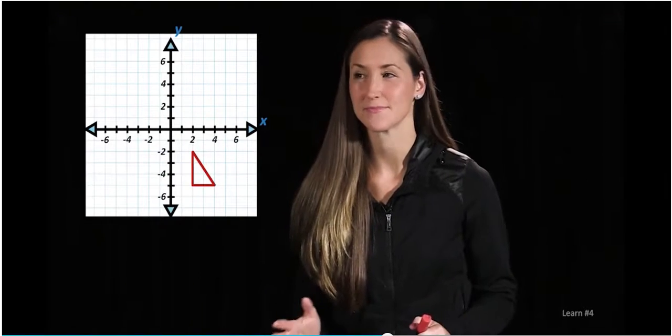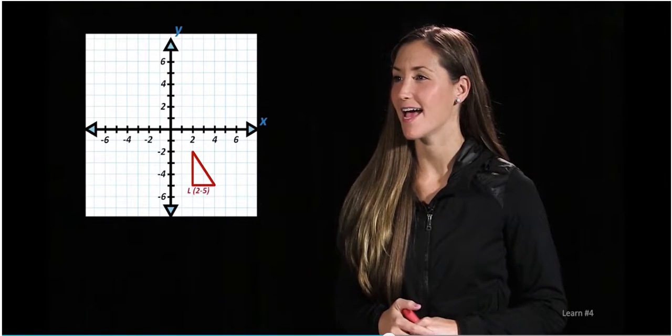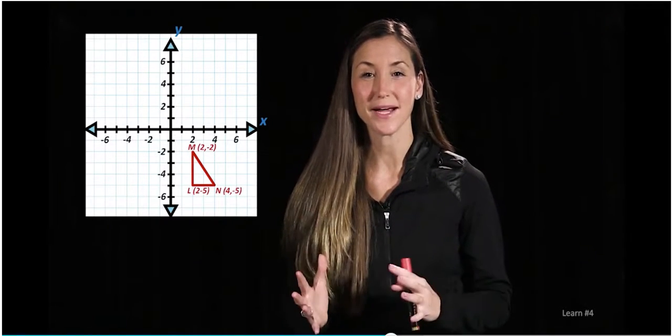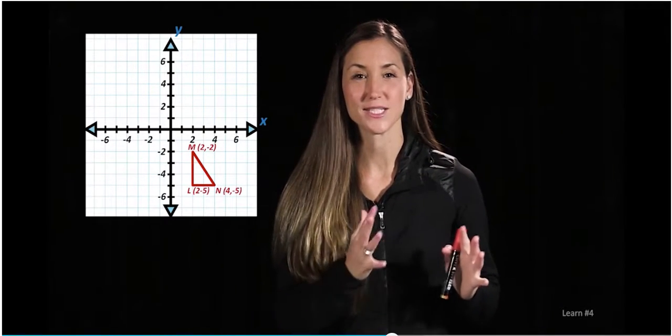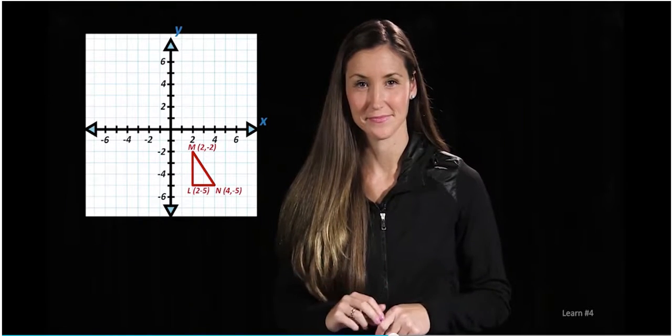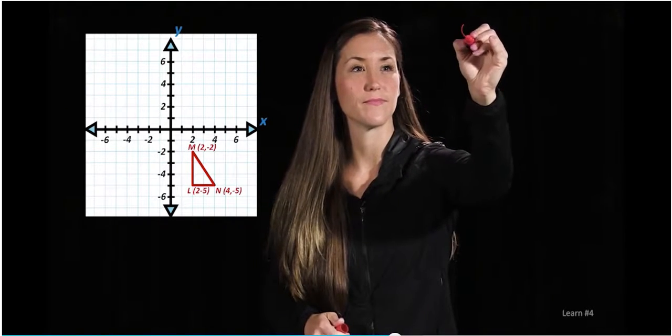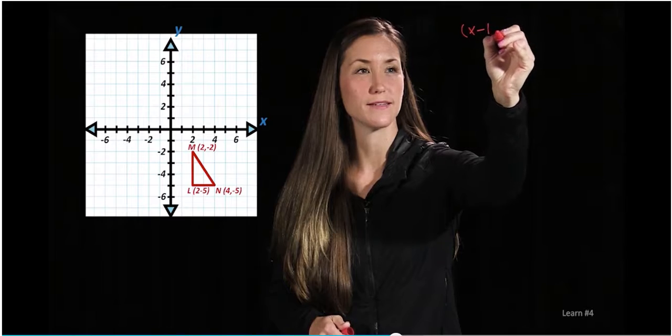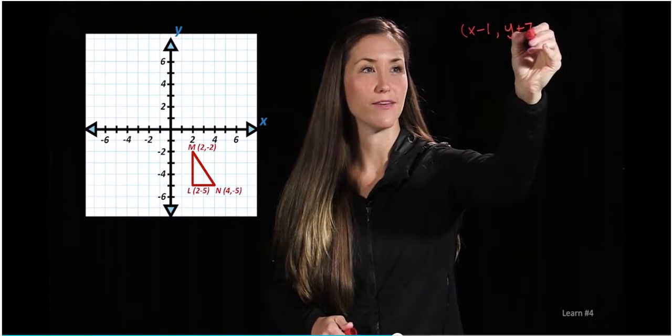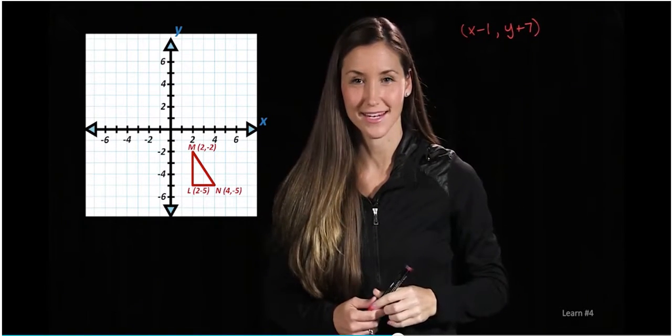Let's look at this example. We have triangle LMN, and the problem asks us to translate that x minus 1, y plus 7. Okay, so here's our rule: x minus 1 and y plus 7. Well, what does that mean?